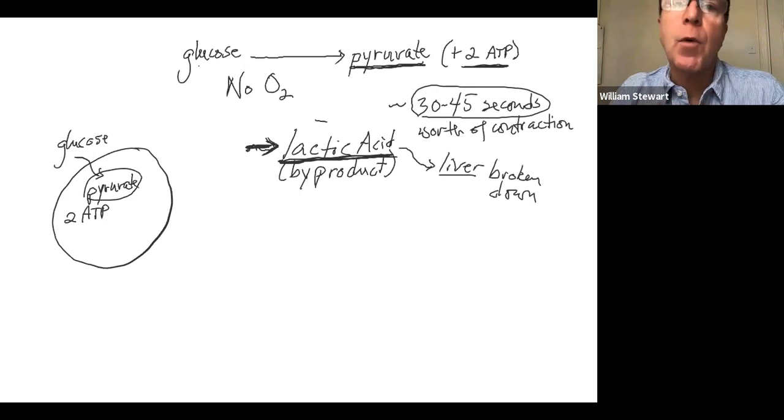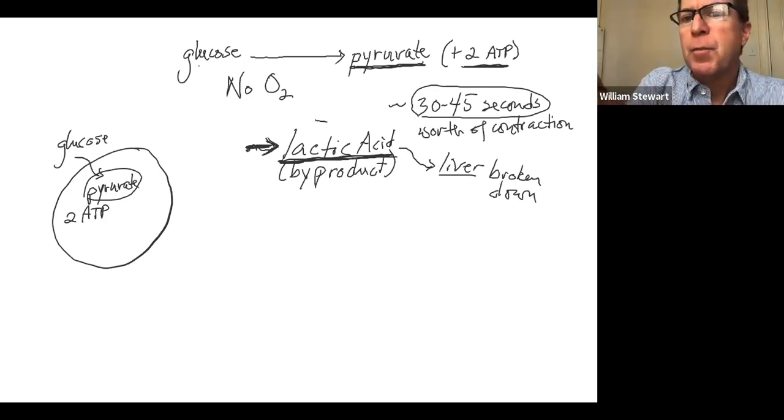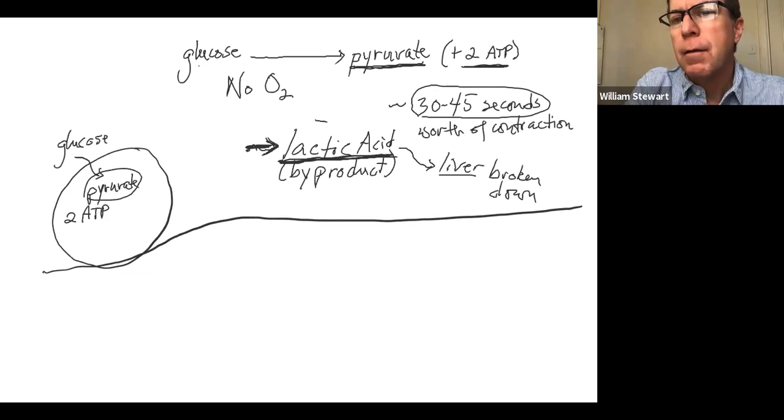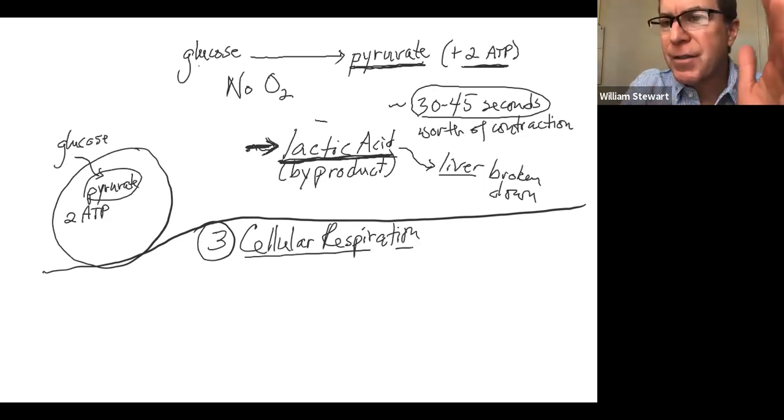Now let's just say we want to continue an activity for minutes to hours long. Think of a marathon runner. This is pathway number 3 of regeneration, and it is called cellular respiration. This occurs in the presence of oxygen. Oxygen is a necessary ingredient.